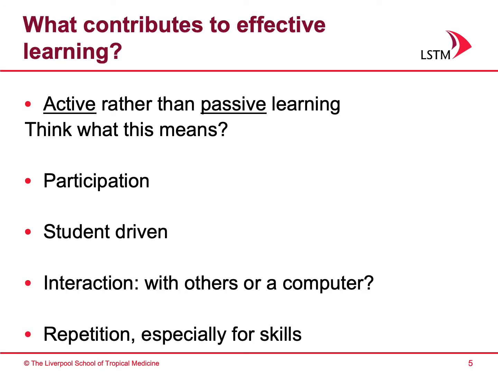So what do you think contributes to effective learning? In thinking about this, we want to think about active rather than passive learning. What does that mean? Active learning is taking part and owning some of the learning for yourself. That means participating, and to an extent, active learning should be student driven, so the student makes choices about what they need or want to learn. Learning can be interactive, either with other people or with a computer. You could fill in a quiz on a computer and that would stimulate your learning, for example.